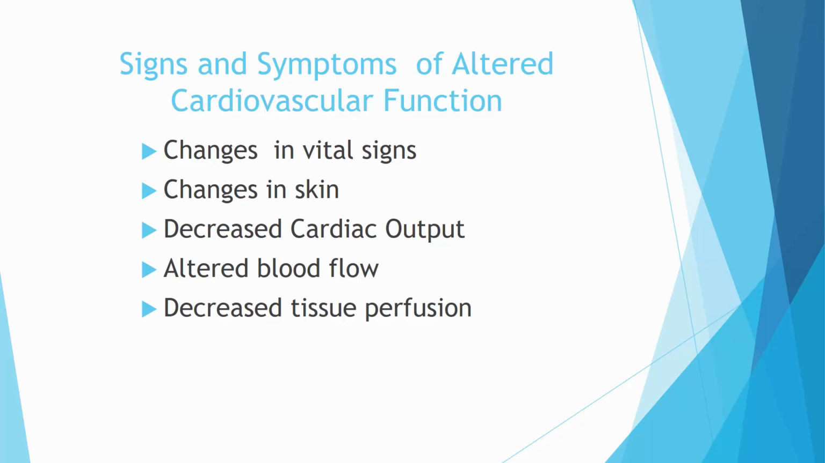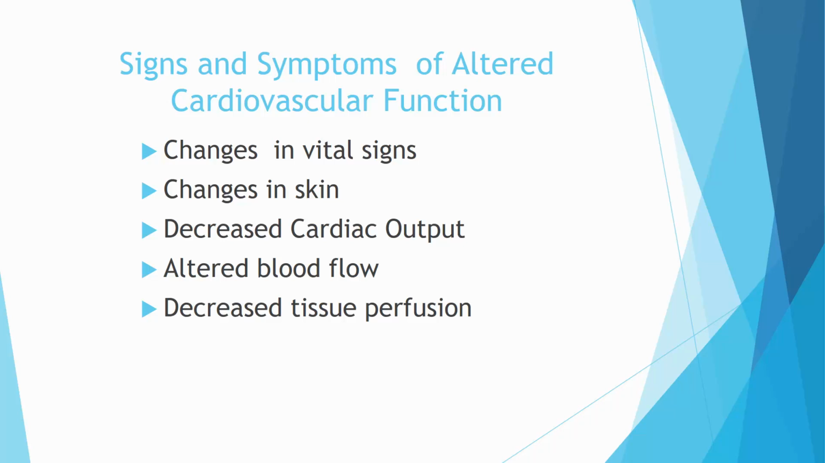Then Objective 13 is to describe assessment findings associated with circulation problems. This can be seen with changes in vital signs like blood pressure less than 90. This is a serious sign of decreased cardiac output. With pulse rate and character, a diminished or absent peripheral pulse is a sign of decreased perfusion. Changes in skin include color, hair loss, thickened toenails.